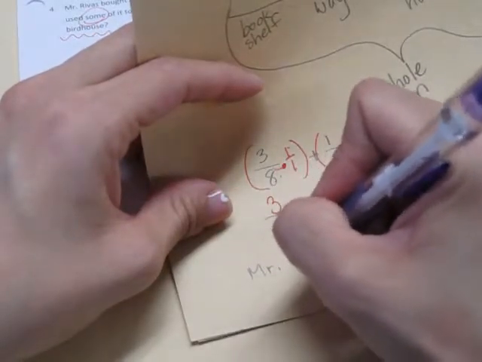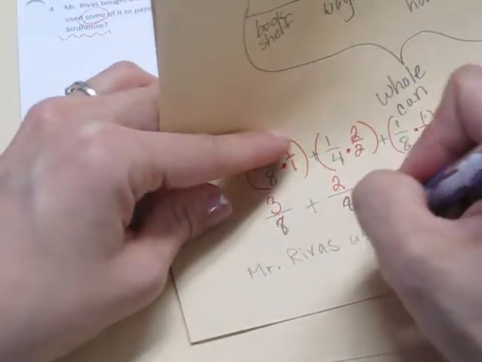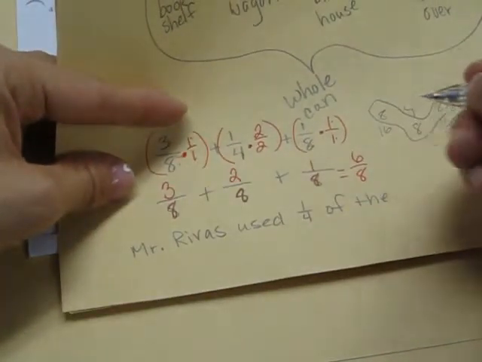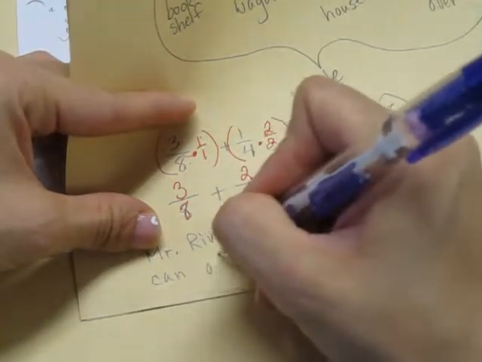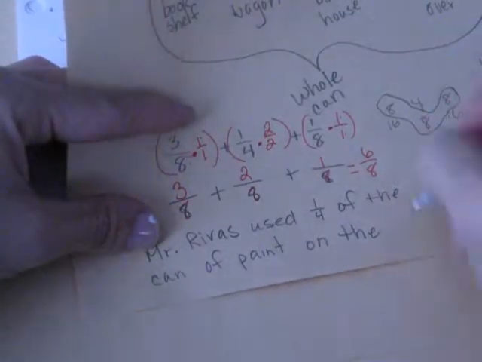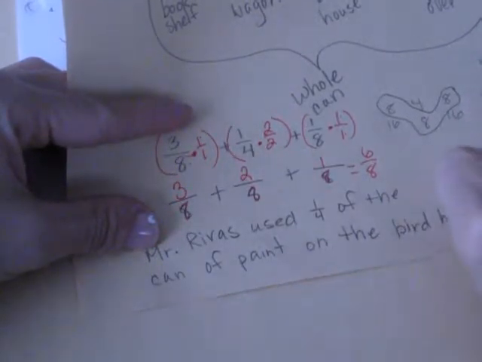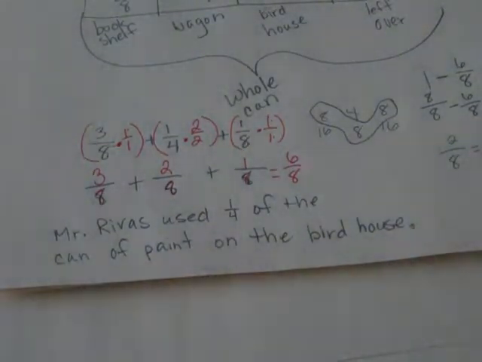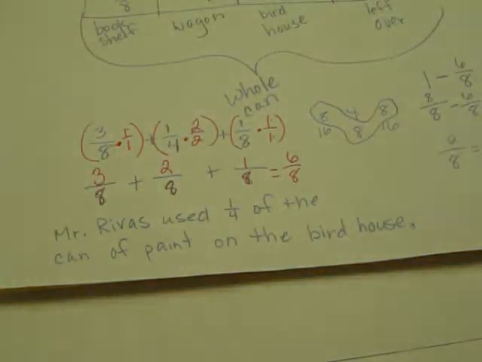So my sentence would be, Mr. Rivas used 1/4 of the can of paint on the birdhouse. There we go. Period. Alright, let's go ahead and do number 5. Okay, our very last one. I know these take a lot of thinking, but you can do it.